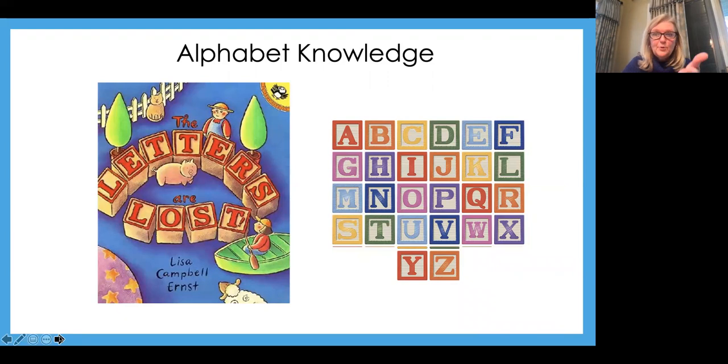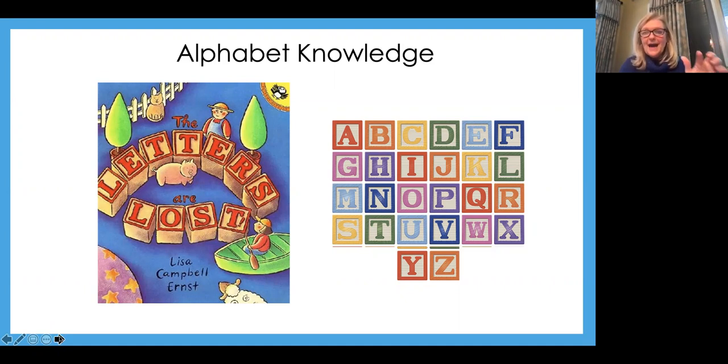And with this book, if you use this one, this is the one where the letters hide in things that start with the letter. Like A: A flew high in an airplane and H hid under a hat. So you can pair children up, give them a letter, and let them find something in the room.